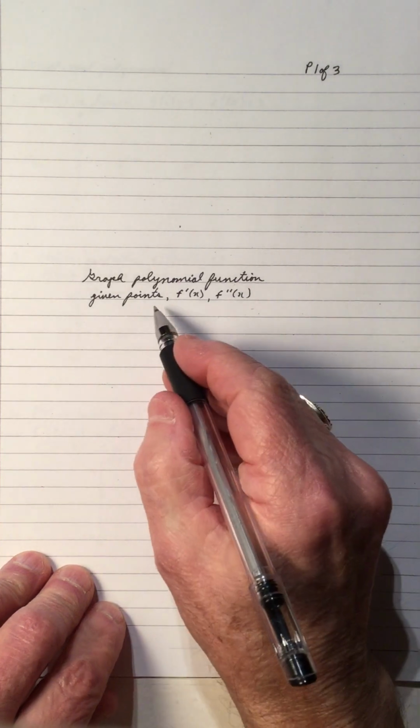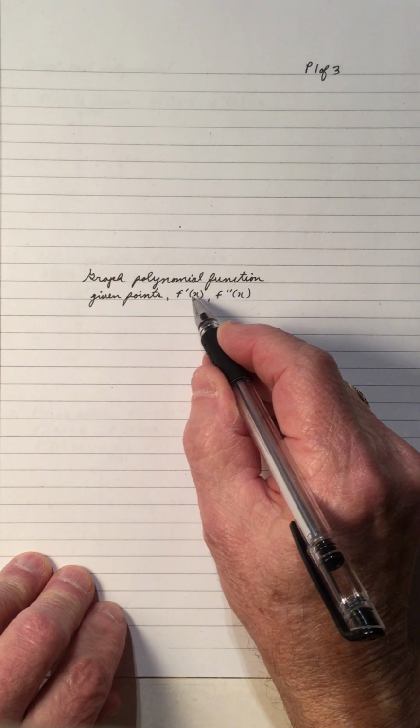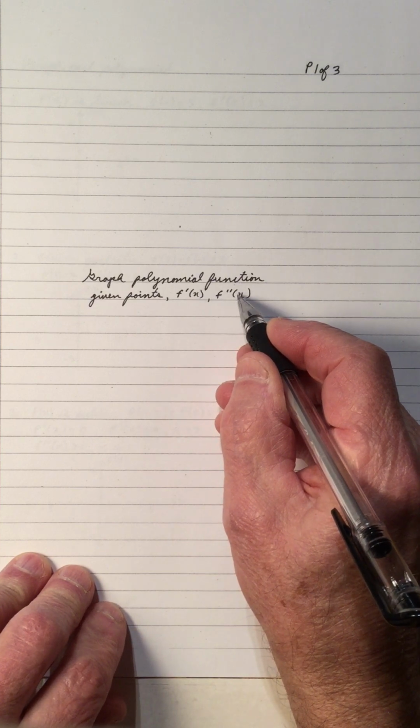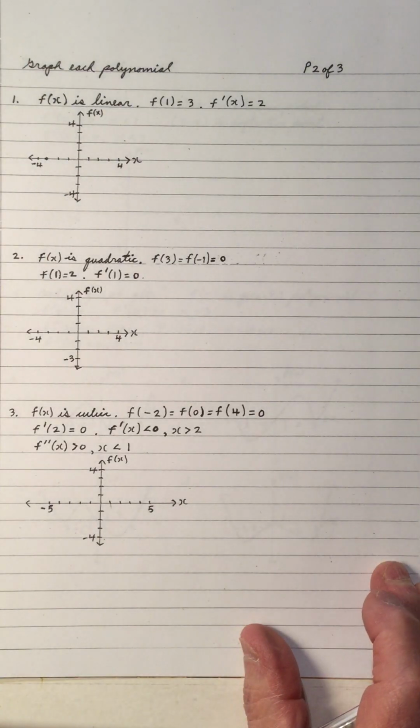Hi, welcome to my video on graphing polynomial functions given points, f prime, the first derivative, which is the slope of the tangent, and f double prime, which is concavity, upward or downward. Graph each polynomial.